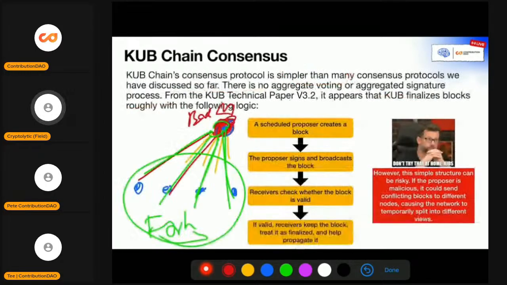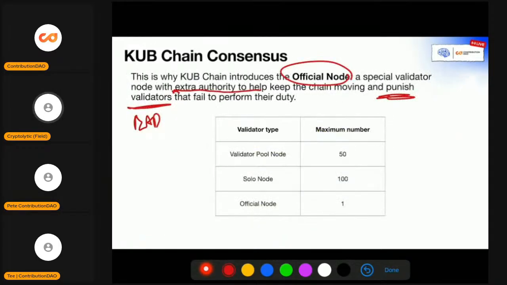Okay, so in this case, for example, the validator sending a conflicting block, the official node can kick in and slash this validator, and may use some recovery algorithm, for example, trying to reconcile with the two nodes that got the conflicting blocks and send a block that makes the whole network consistent. So that is why KUB Chain has to introduce the official node.